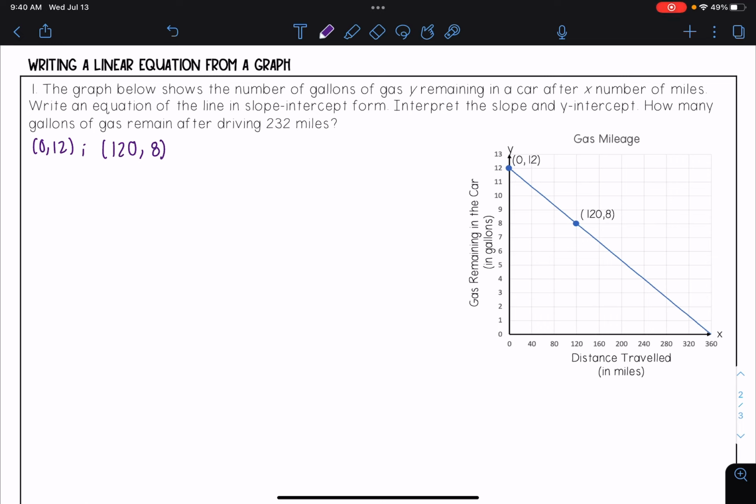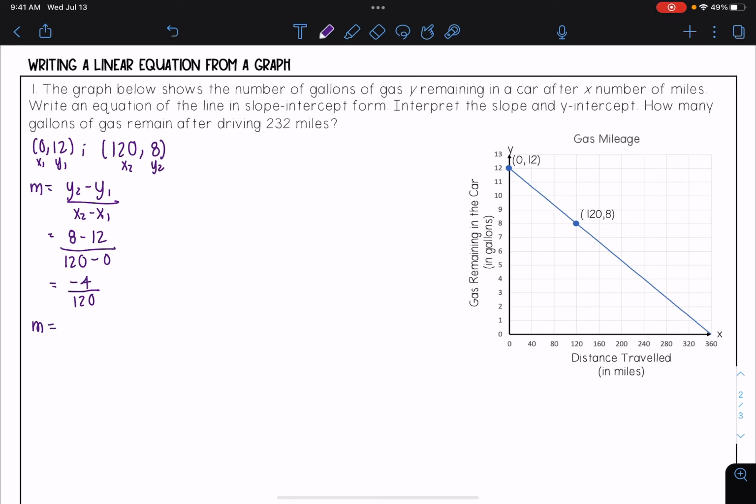So here, I'm going to go ahead and label my points. I have x1, y1, x2, y2, and plug that into my slope formula. So y2, I get 8 minus y1, which is 12, over x2, which is 120, minus x1, which is 0. 8 minus 12, I get negative 4 over 120. And then simplifying that fraction, I get negative 1 over 30.